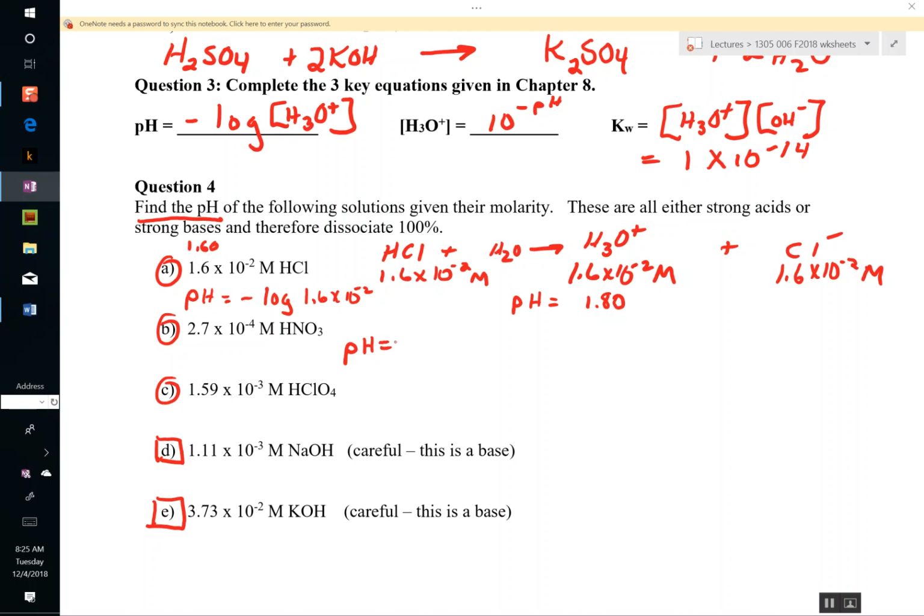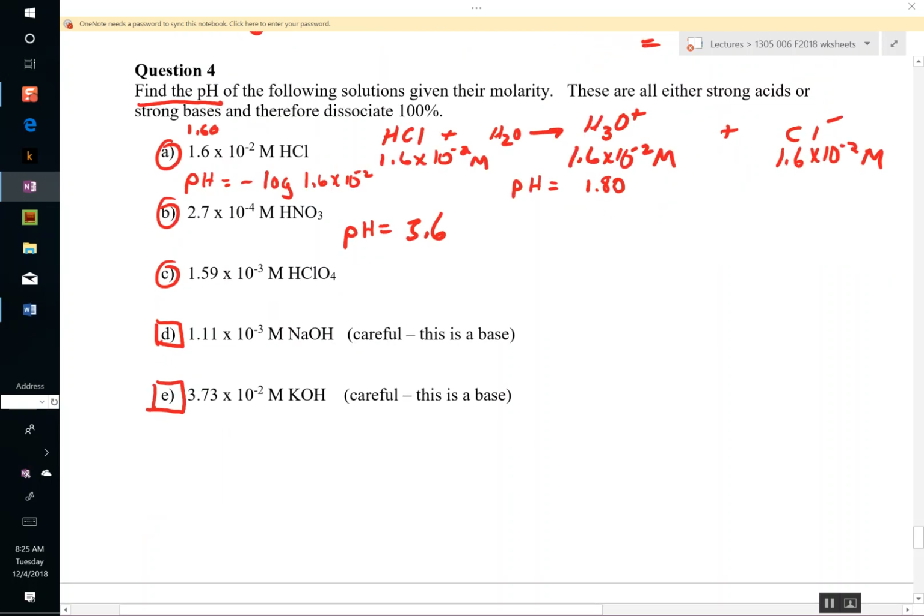Why don't you work with that one? If you rounded to 3 significant figures, 3.56, so we get maybe about a 3.6. Yes, pH of 3.6. All right.